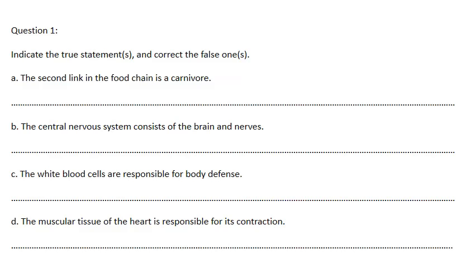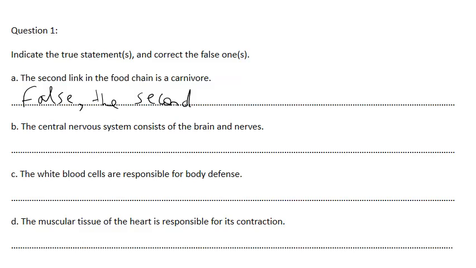The first link is grass, it's usually a producer. Second link is always a herbivore. So this one is false. Yes, Linda, what do you want? It shouldn't be only herbivores, it can be omnivore. Yeah, very good. It can be an omnivore.